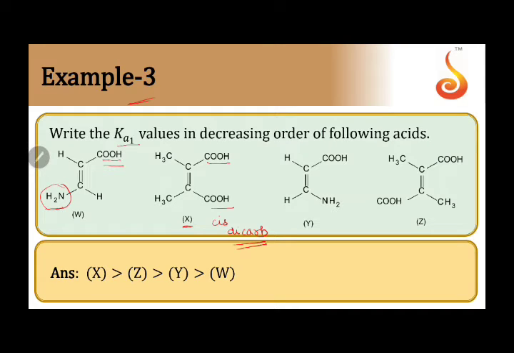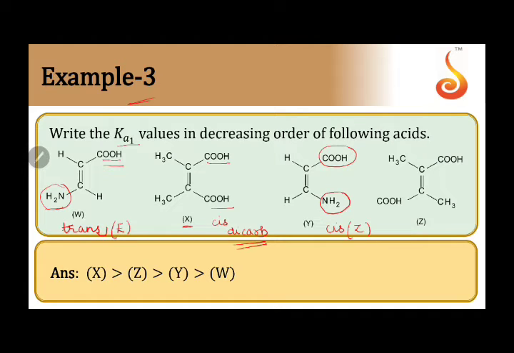In the next compound Y, once again we have a carboxylic acid and an amino group. This is now the cis isomer. If we compare with the first compound W, then we can spot that W is the trans isomer. We can also call the cis isomer here as Z and the trans isomer here as E.